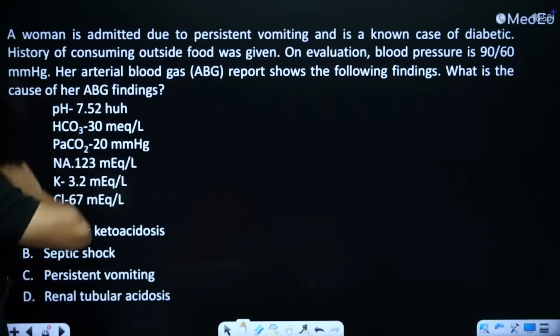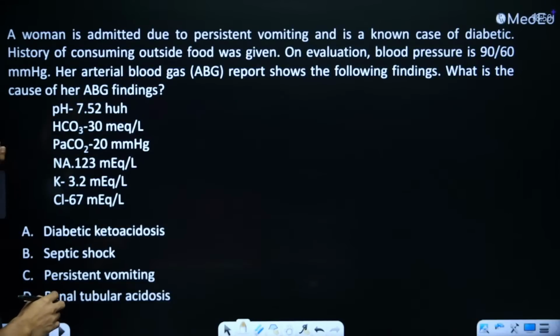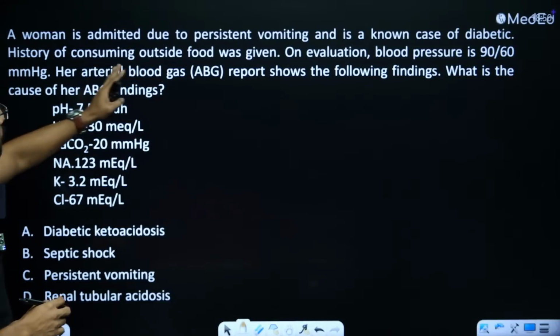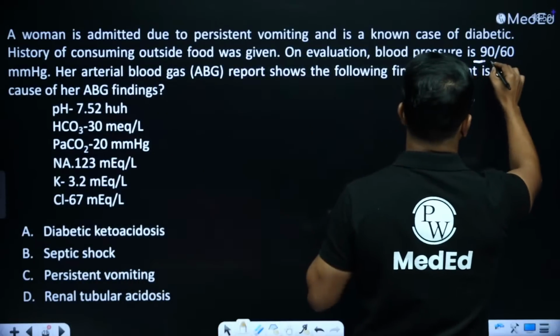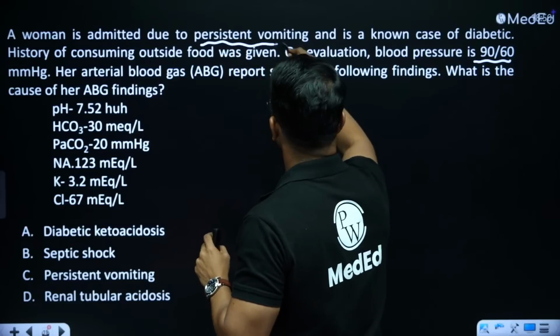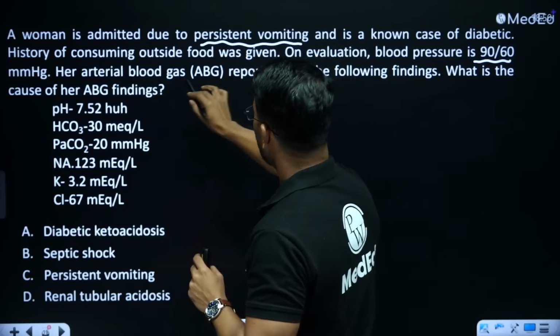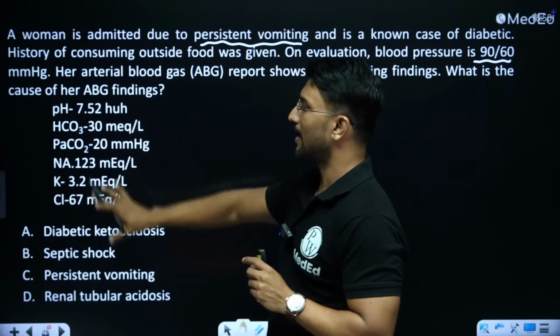Okay, so here's the next question. A woman is admitted due to persistent vomiting and is a known case of diabetes. History of consuming outside food was given. On evaluation, blood pressure is 90/60. Diabetic, persistent vomiting. Her arterial blood gas report is shown below. What is the cause for her ABG findings?